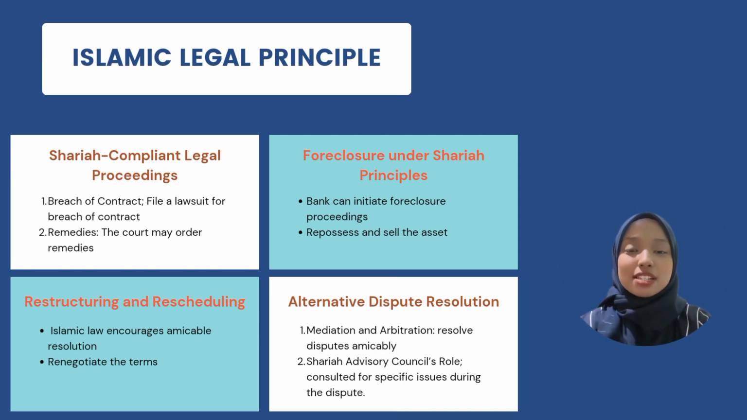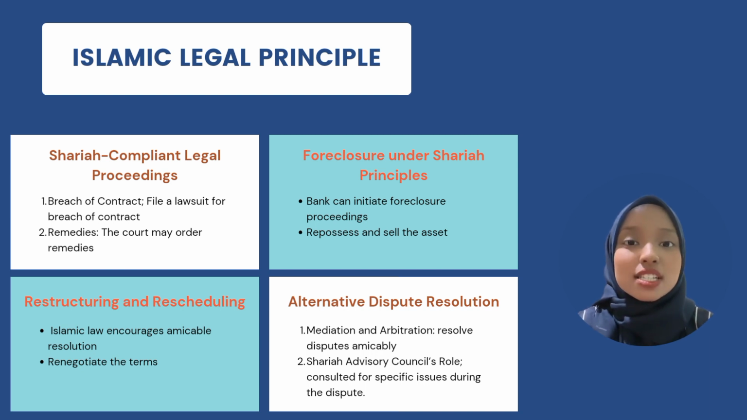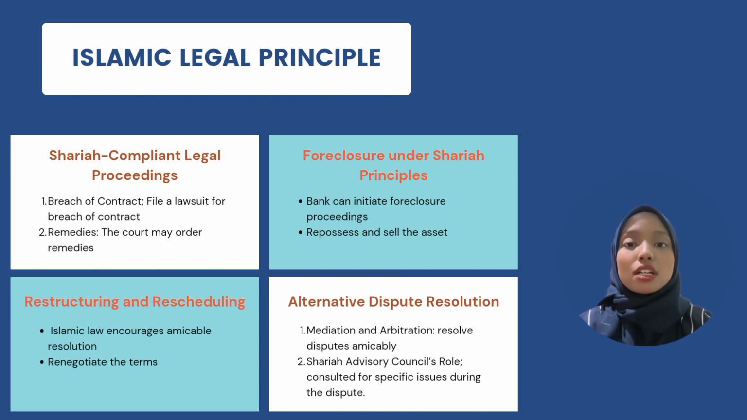The second principle is conciliation under the Sharia principle. If the customer defaults on the agreement, the bank can initiate foreclosure proceedings to sell the asset according to the amount of the loans, late payment, or other additional financing that has been agreed. Proceeds from the sale will be used to settle outstanding debt. Any excess amount after clearing the debt will be returned to the customer.